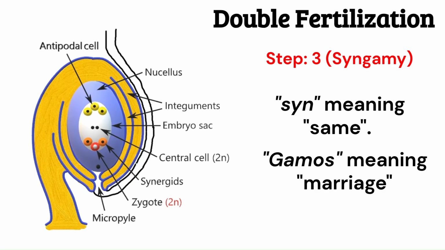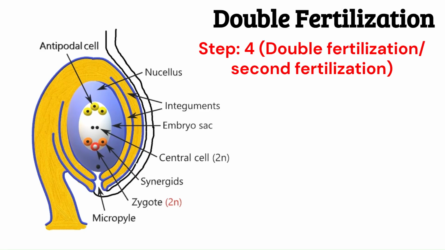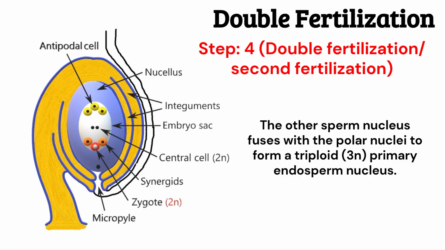The word syngamy is derived from the Greek words syn, meaning same, and gamos, meaning marriage. Both the sperm and egg cells were haploid before fertilization. Therefore, the term syngamy is used. Double fertilization, the second fertilization, is the last step.